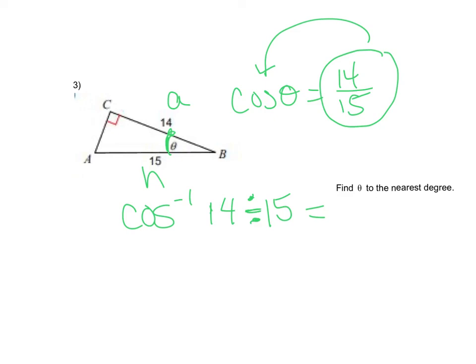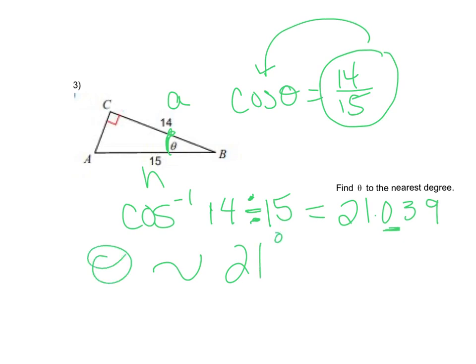And that gives me 21.039. And I'm going to the nearest degree, so I'm just going to look at the 3, and the nearest degree would tell me it's about 21 degrees. So theta is about 21 degrees.